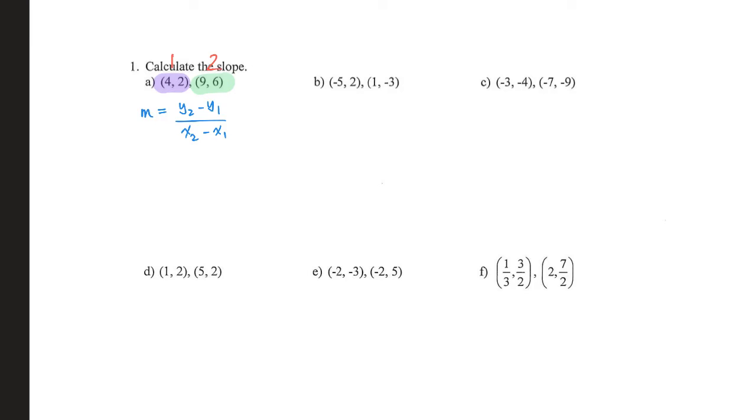That means I take the y coordinate at point 2, which is 6, and I subtract the y coordinate at point 1, which is 2. That's all over the x coordinate at point 2, which is 9, and the x coordinate at point 1, which is 4. Well, now in red, I see I've got some stuff I can calculate. 6 minus 2 over 9 minus 4. There we go. That could be one possible answer when I go through to calculate slope.